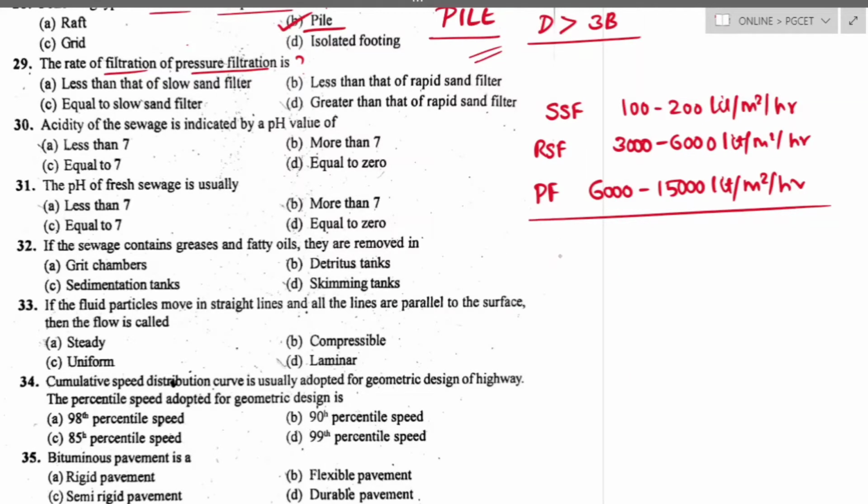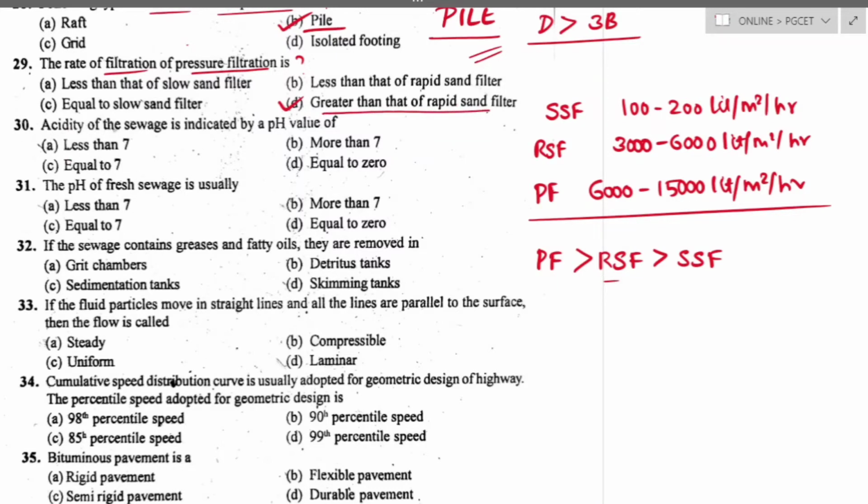The range of pressure filter, so the range of rate of filtration in the pressure filter is greater than rapid sand filter, and the rate of filtration in the rapid sand filter is greater than slow sand filter. So option D is the right answer. The rate of filtration of a pressure filter is greater than that of rapid sand filter.